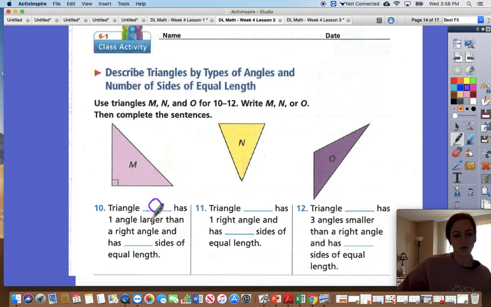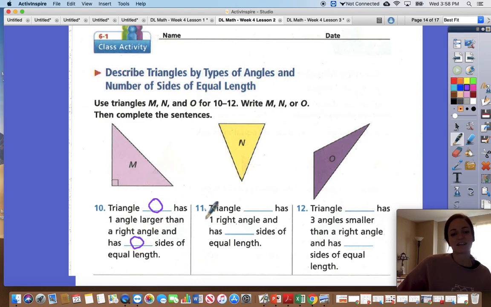Triangle O has one angle larger than a right angle and has blank sides of equal length. So how many of their sides are the same length? What do you think? None of them are the same length, right? This one's way longer. This one would probably be our medium one, and this would be our shortest one. None of them are the same length, so we're actually going to put a 0. And look, our O and our 0 look the same.